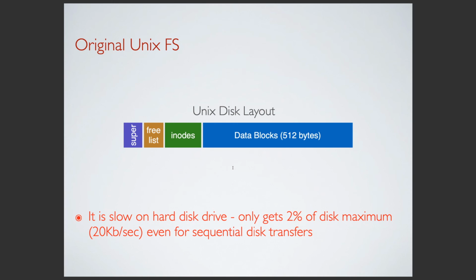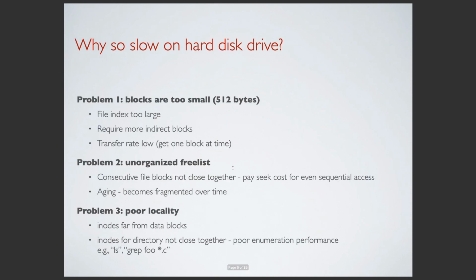At first, this setup was actually very slow. It got only about 2% of the maximum bandwidth of the disk when you tried to read and write files. Even worse, the performance of the disk was degrading over time. Why? We're going to see that. So, not that great. So why was it so slow?